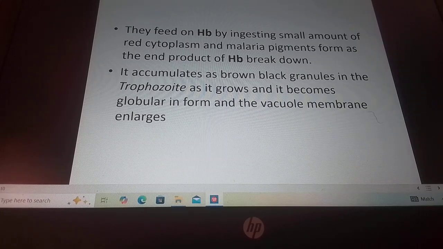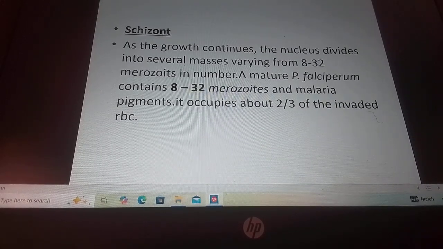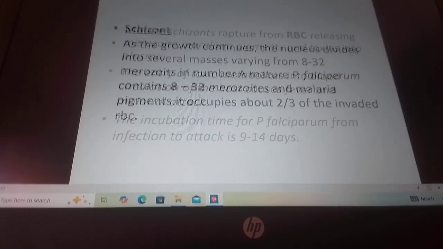So it accumulates as brown black granules in the trophozoite as it grows and becomes globular in form, and the vacuole membrane enlarges. So that is more of the morphology. So the schizoid, remember, as the growth continues, the nucleus will divide into several masses varying from 8 to about 32 merozoites in number. So a mature Plasmodium falciparum will contain 8 to 32 merozoites and malaria pigments as well. So it will occupy about two-thirds of the invaded RBCs.